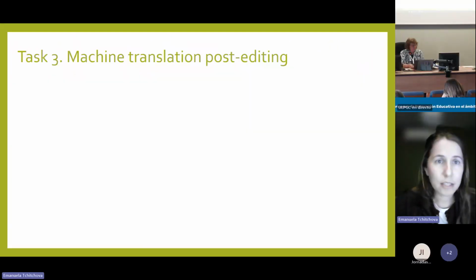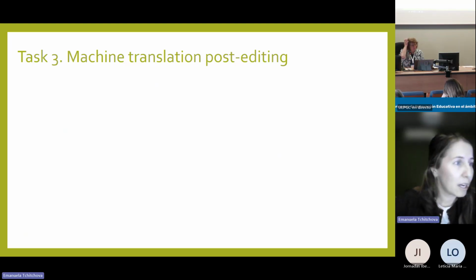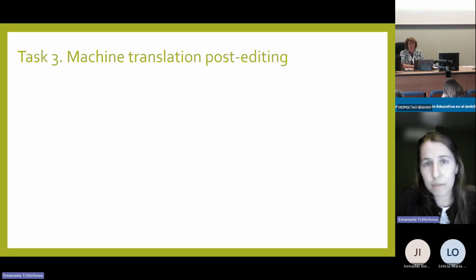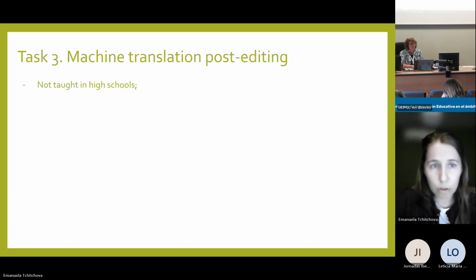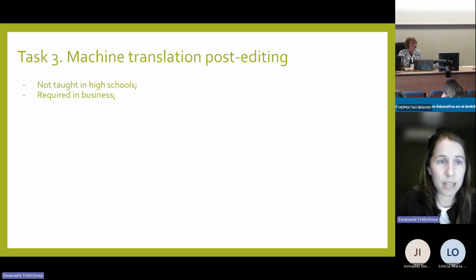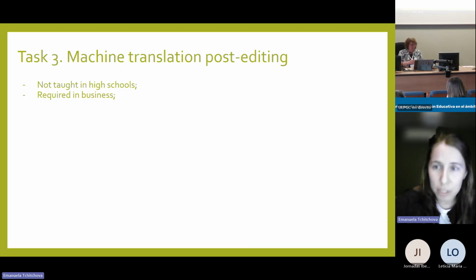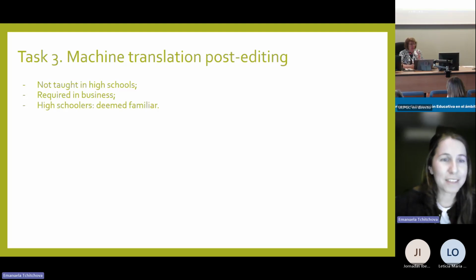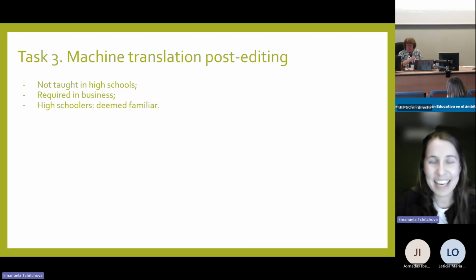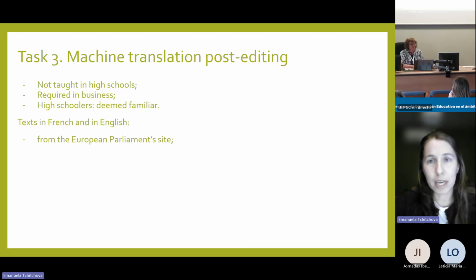The third and last task was machine translation post-editing. Even though we knew that this skill is not taught, we thought that as it is required in business and it is very much used by high school students and by university students, they were familiar with this. So we wanted really to, not to test, but to give them an opportunity to show that they can master this post-editing. Of course, the post-editing was done on a Bulgarian text.